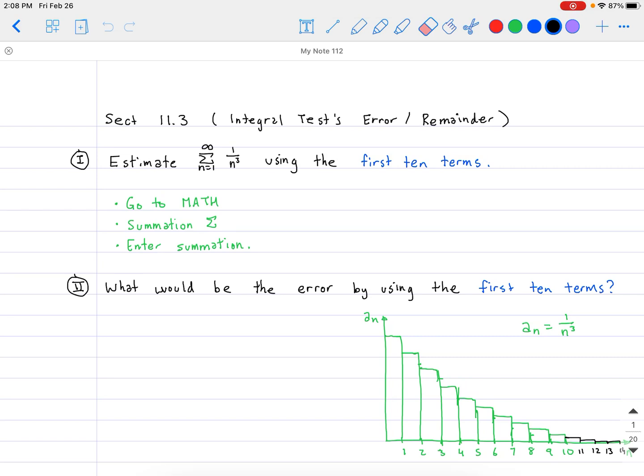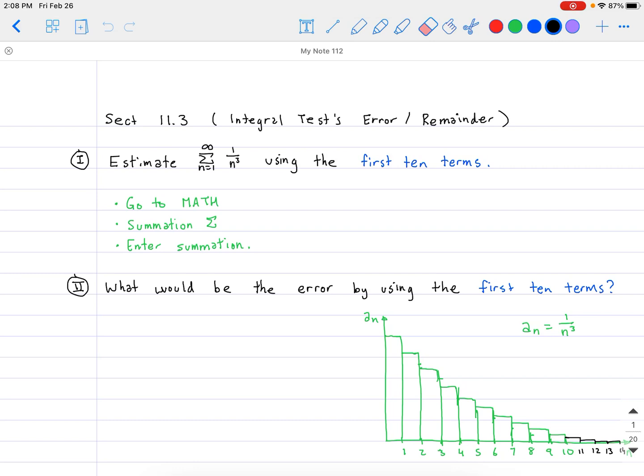Number one, that it's always positive. Number two, it's always continuous. And number three, that it's monotonically decreasing, meaning that it's consistently decreasing everywhere within the domain that you need to use. Okay, so let's continue on with the integral test to introduce something called the error bound.